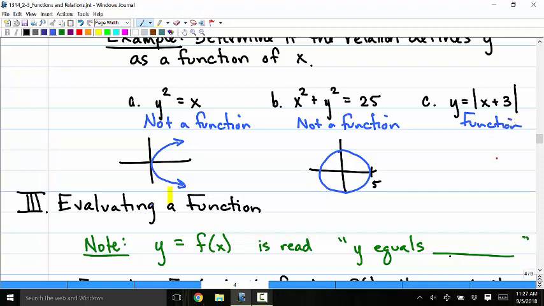And the graph of that one is a v that's been shifted to the left 3. So it looks like this. Would that graph pass the vertical line test? C is a function.